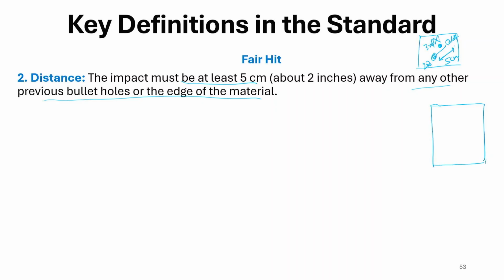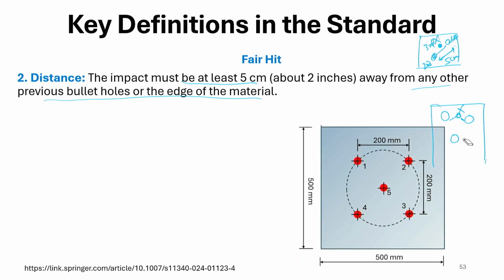So, the first bullet hole is here, the second bullet hole is okay here, the third is here, these are okay, but if the fourth one is within this 5 centimeters, it is not acceptable. Now, here we can see the hits are in this way; we have to hit in different places.